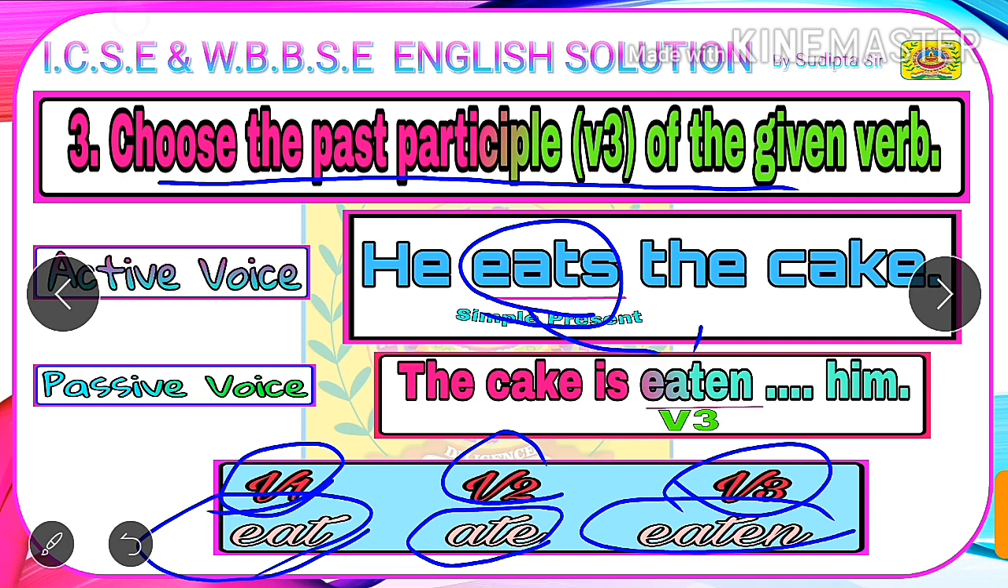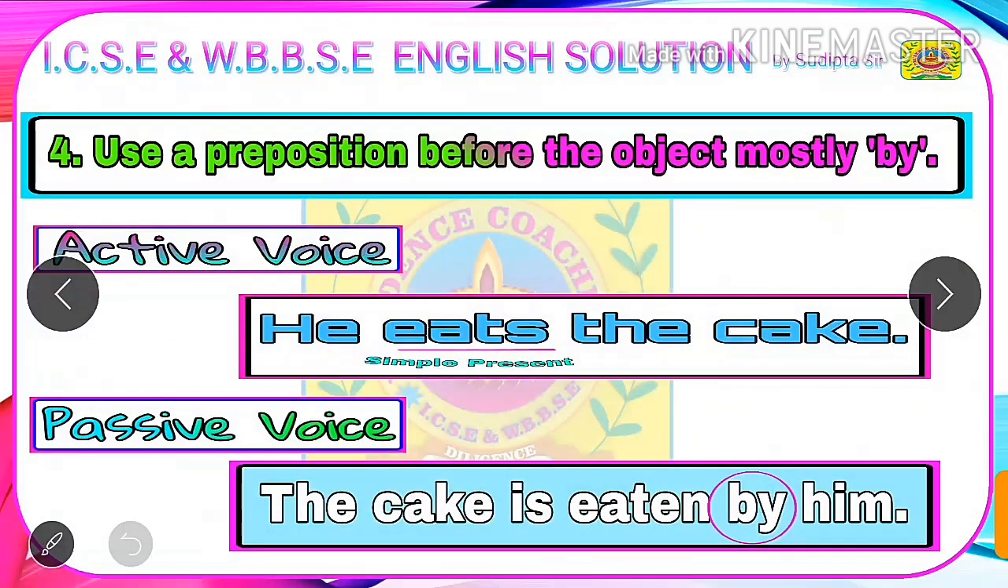So students, till now we have performed three steps. Our first step was to change subject to object and object to subject, that is, to swap subject and object. After that we used the to be form according to the tense in the active voice, and next we used the V3 form of the given verb in the active voice. Our last and easiest step is to use a preposition before the object. We mostly use by.